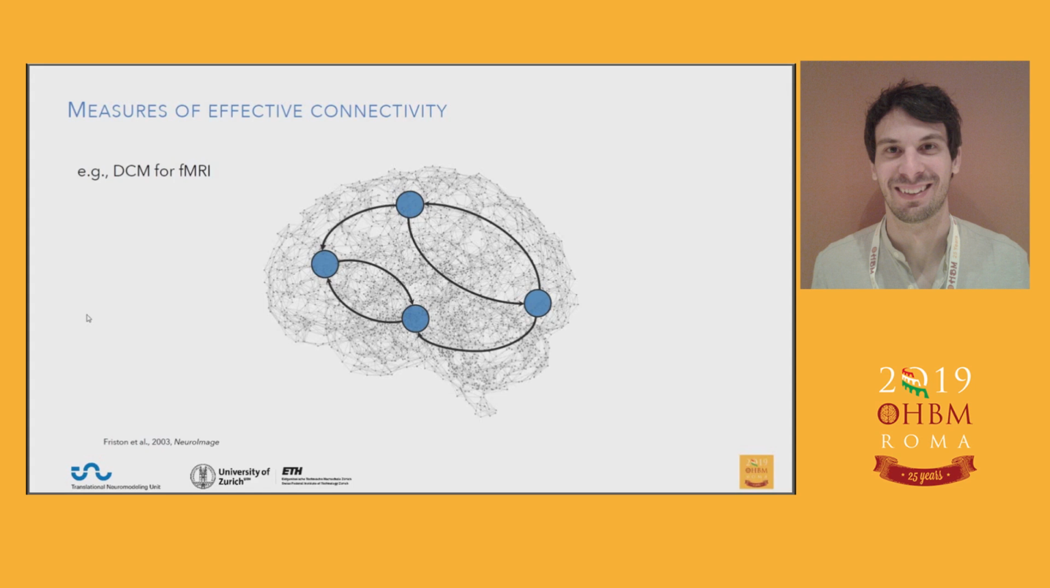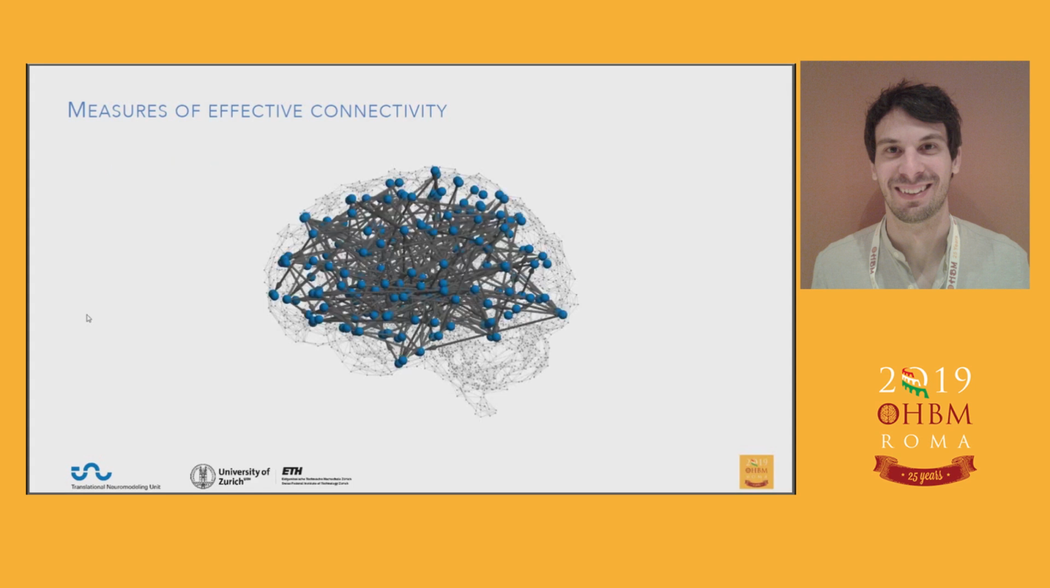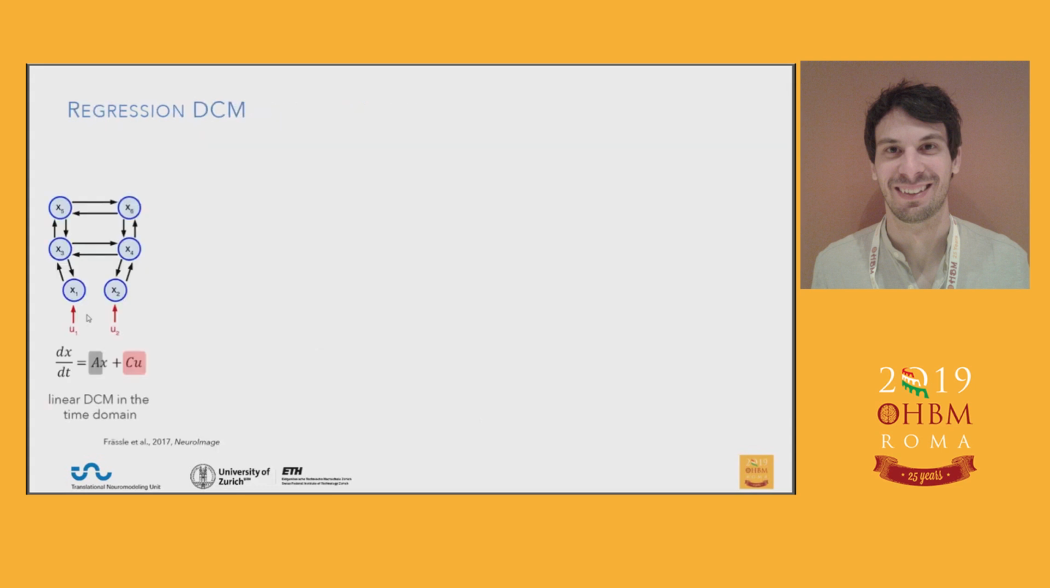And what you would like to have in a situation like that is a model that can infer effective connectivity at the whole brain level, potentially including hundreds of nodes. And we have recently introduced a method that is called regression DCM, which is basically a novel variant and simplification of classical DCMs that tries to move in that direction. And I want to give you a very quick hint, without going into too much detail, of how this model works.